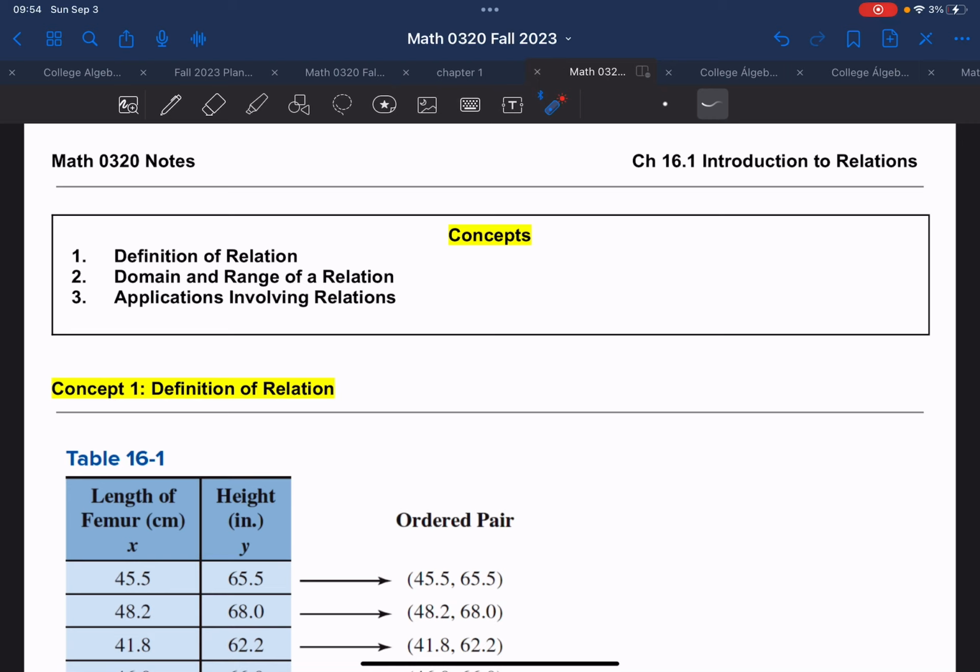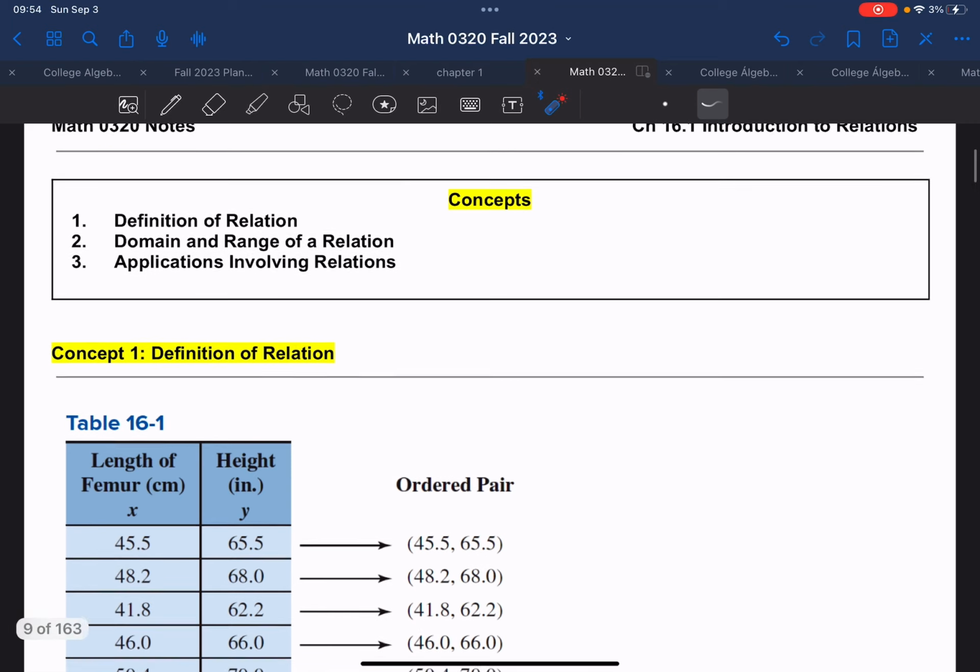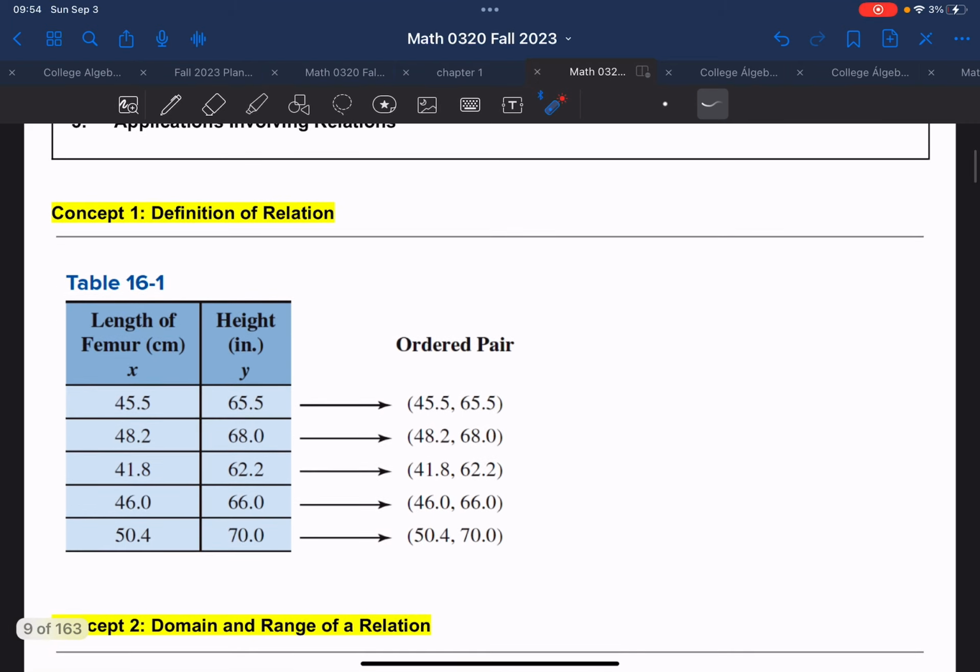This section of notes is Chapter 16.1, Introduction to Relations. The concepts we're going to go over here are the definition of a relation, domain and range of a relation, and applications involving relations. So concept 1, the definition of a relation.